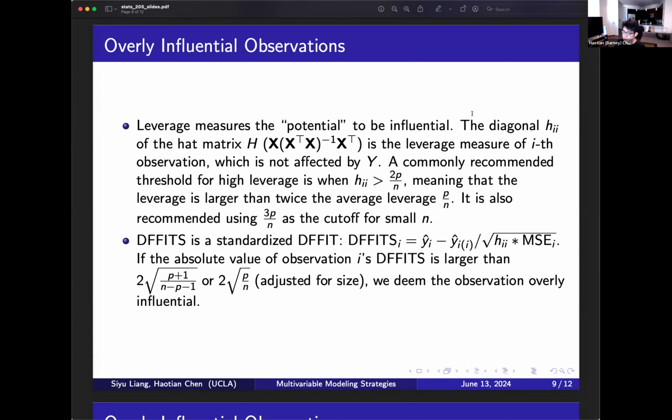Now we will talk about how to measure actual influence. The first is the difference in fits, or DFFITS. That is the difference in the fits upon removing observation i, standardized by the SE. A commonly recommended threshold is that if the absolute value of DFFITS is larger than 2√(p/n), we deem the observation to be overly influential.